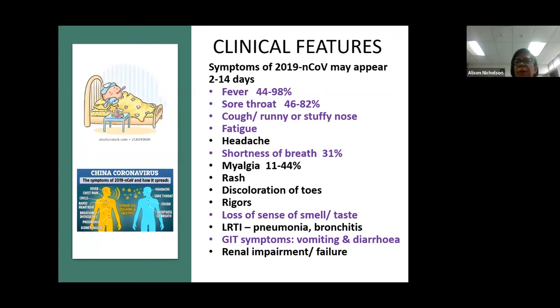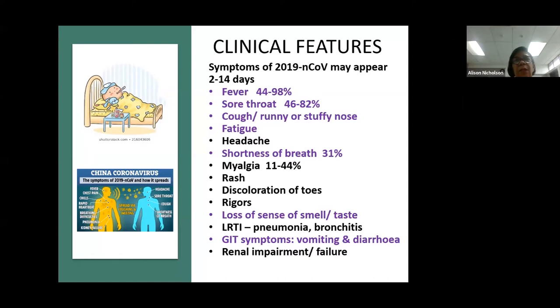I'll just share with you a few of the symptoms that one should be looking out for, or should be aware of. And these symptoms may appear anywhere from 2 to 14 days after you have contracted the virus. Fever is a fairly common one. You don't always have to have it. As you can see from the screen, 44 to 98% of persons will have this. This is a wide range. Sore throat, cough, runny or stuffy nose. So these are your respiratory tract symptoms, sometimes vague, sometimes pronounced.